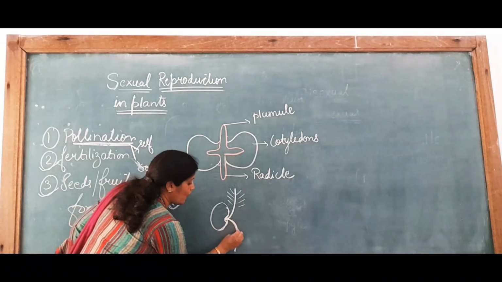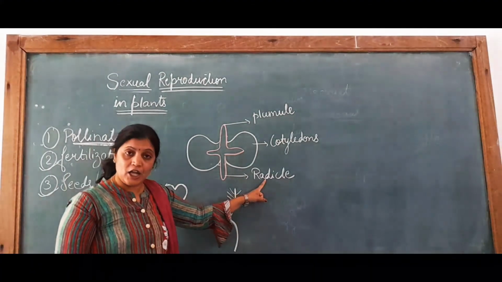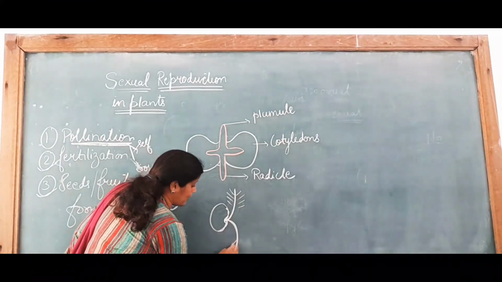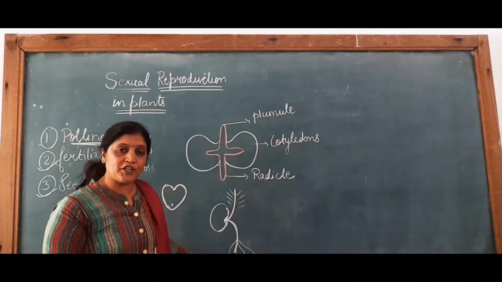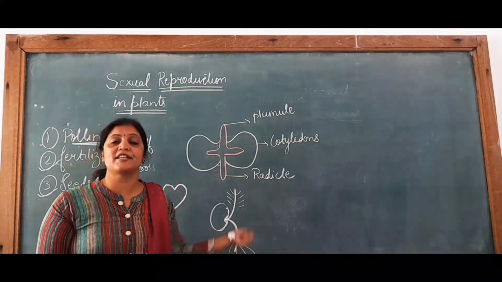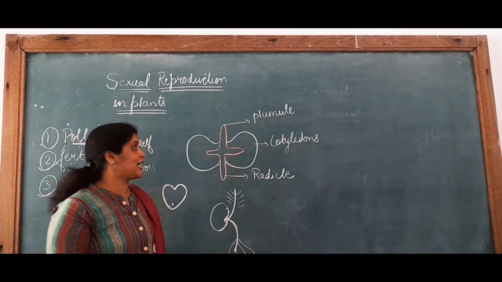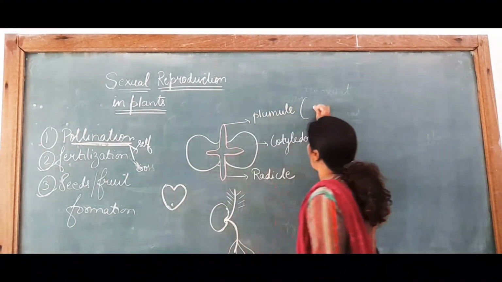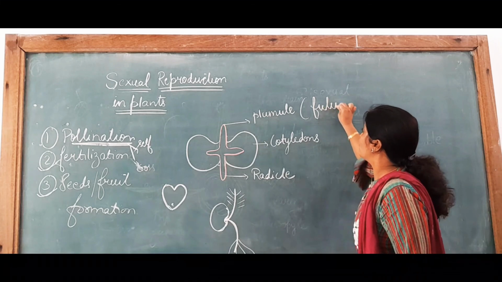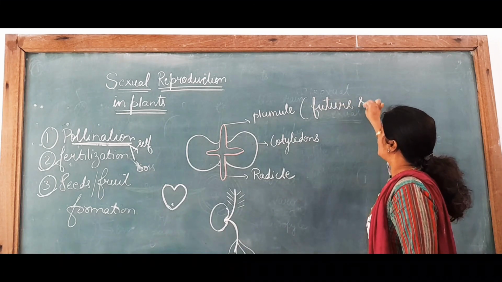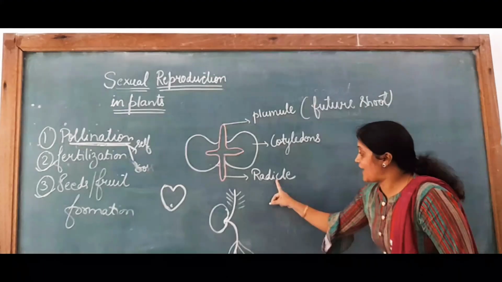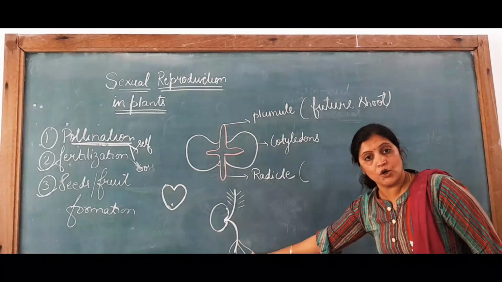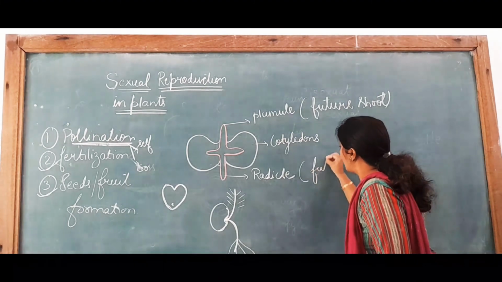But this lower part is known as radicle. After that, what happens? From the radicle, the root branches arise. So after germination, the radicle turns into a root. So what can you say, the plumule is what? Future shoot. And the radicle is what? Future root.